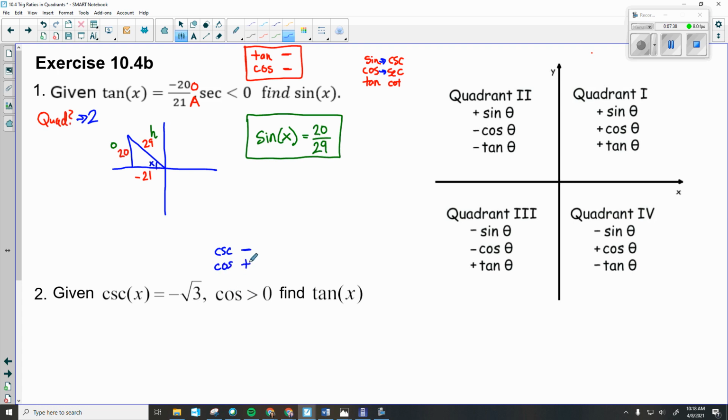So cosine is positive. So remember, before I turn to this and start figuring it out, I want to change any reciprocal functions to their normal trig function. So what's the reciprocal of cosecant? Okay, that would be sine. So if cosecant's negative, you just learned the rule that the reciprocal should be negative as well. So sine will also be negative.